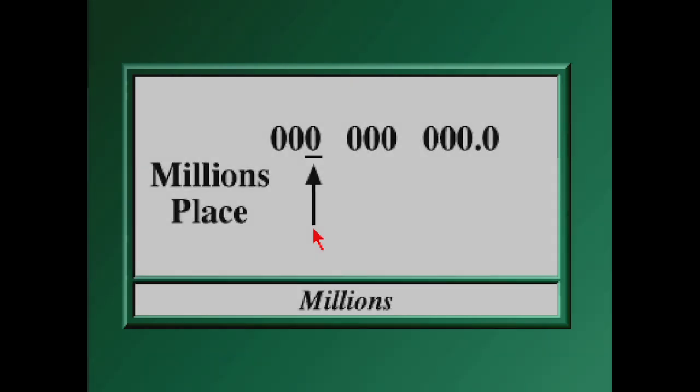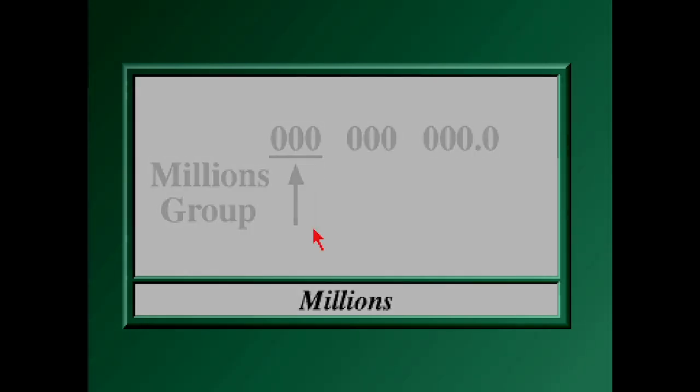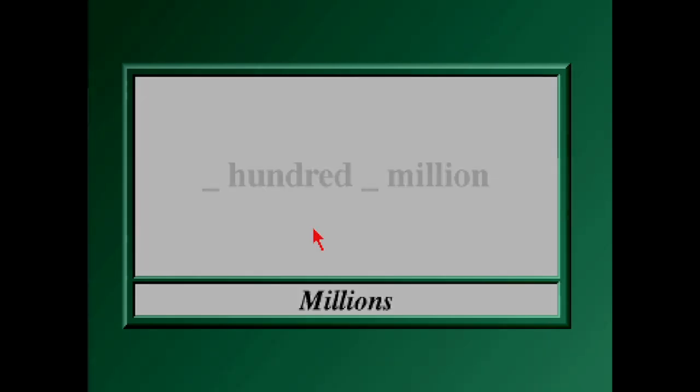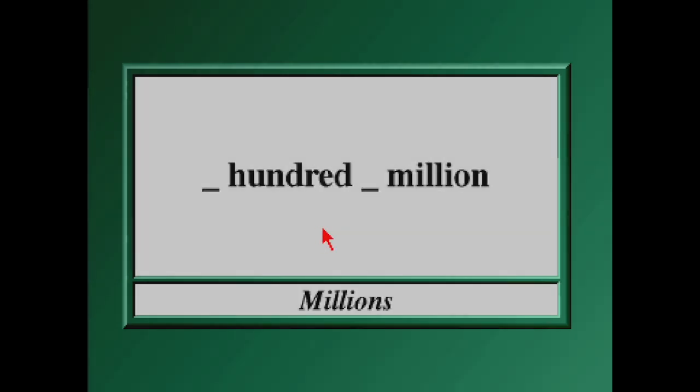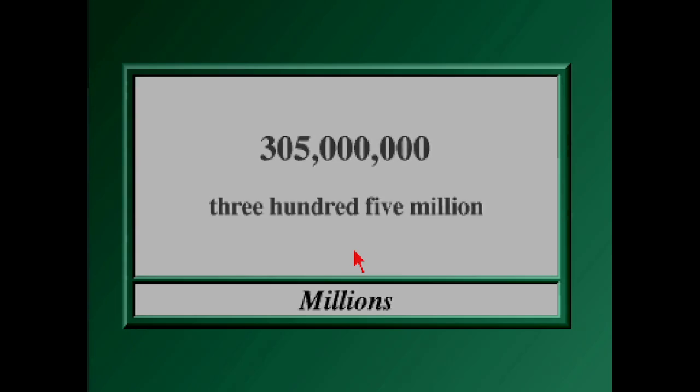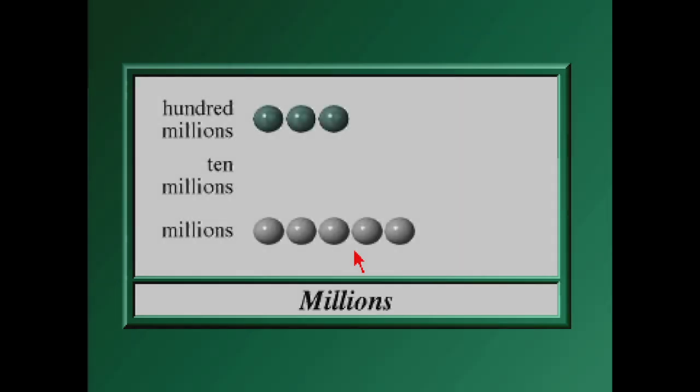The seventh place to the left of the decimal point is the millions place. The third group of 3 places to the left of the decimal point is called the millions group. Numbers in this group are read as blank hundred, blank million. For example, 305,000,000 is read as 305 million. It has 300 millions, no 10 millions, and 5 millions.